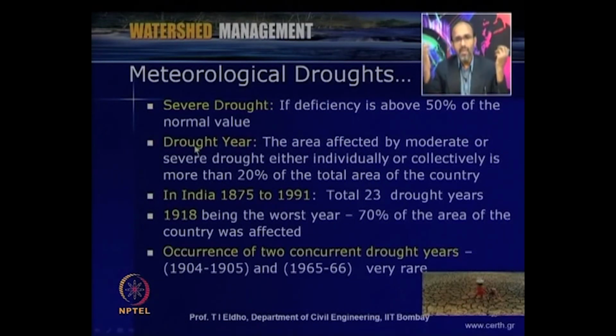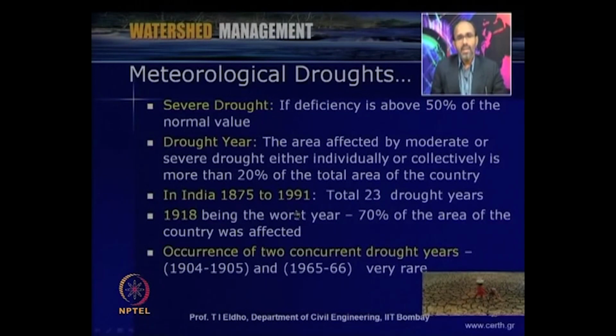So, for a country like India, when we say that this is a drought year, for example, 2002-3 or 2009, some of the drought years, we say that more than 20% of the total area of the country is affected by moderate or severe droughts. If we look into the literature, we can see that in India, for the data between 1875 to 1991, a total of about 23 drought years were there, and 1918 was the worst year of drought, when 70% of the area of the country was affected.